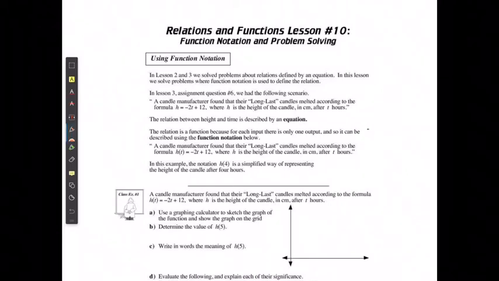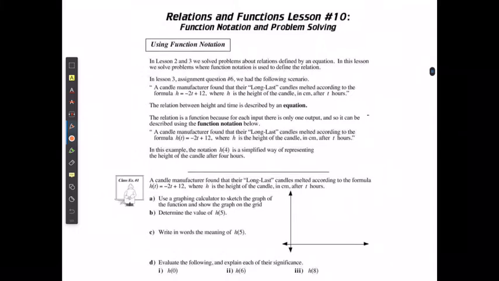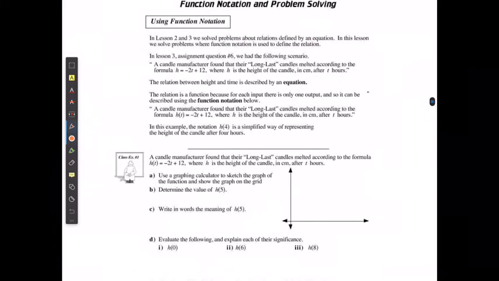All right, if we're using the function notation in order to apply it to problem solving, we can see that in lessons 2 and 3 we solved problems about relations defined by an equation, and now we're going to use the function notation we've used in the last 2 lessons. So, we're pulling from the example in lesson 3 where we had the following scenario.